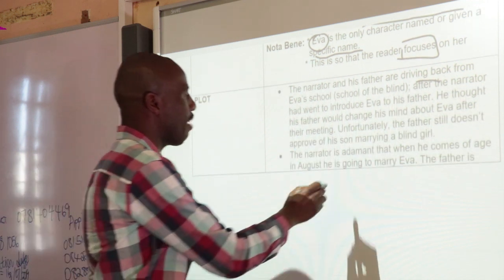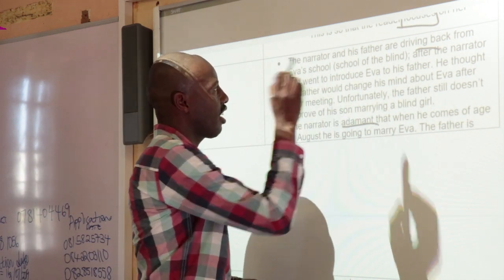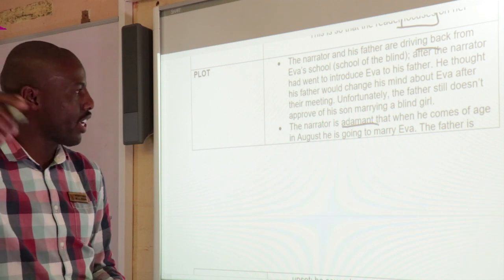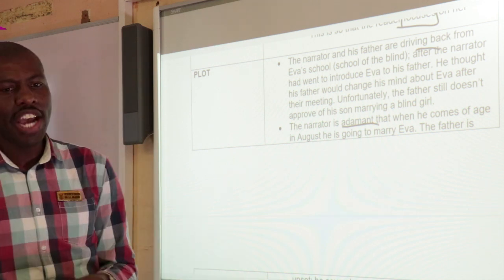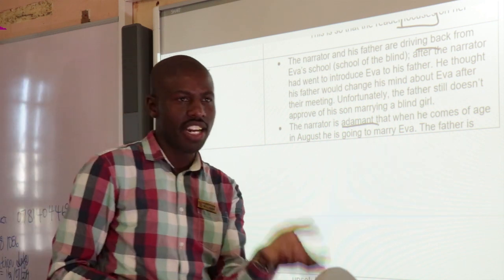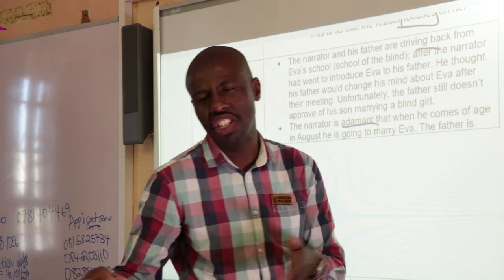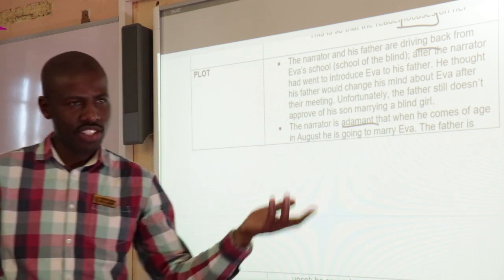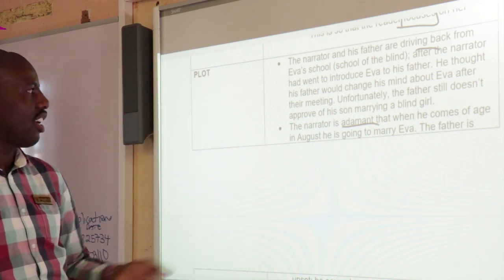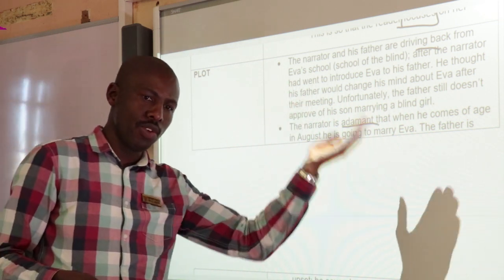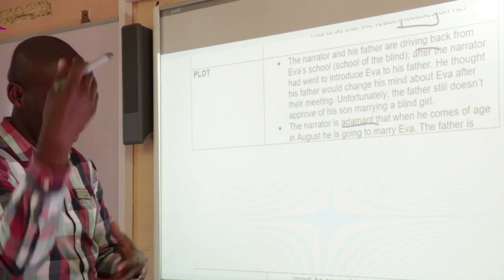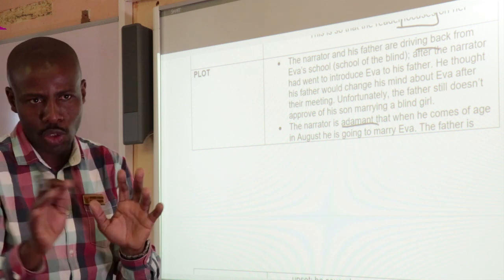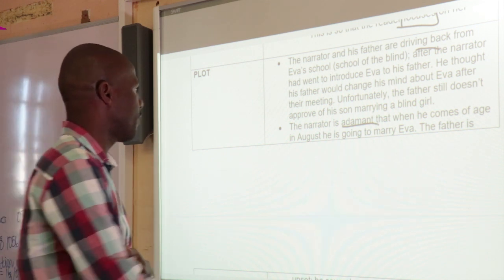The narrator is adamant. He's saying, come rain or sunshine, I'm going to marry her when I come of age in August. Now, we are not given a specific age of the narrator, but normally coming of age is 21, when you can make your own decisions, you can get married, etc. And we know that he wanted to study music. We can assume he finished school and wanted to go to college, and then now he's working at the bank. He's probably 20, 21, probably.